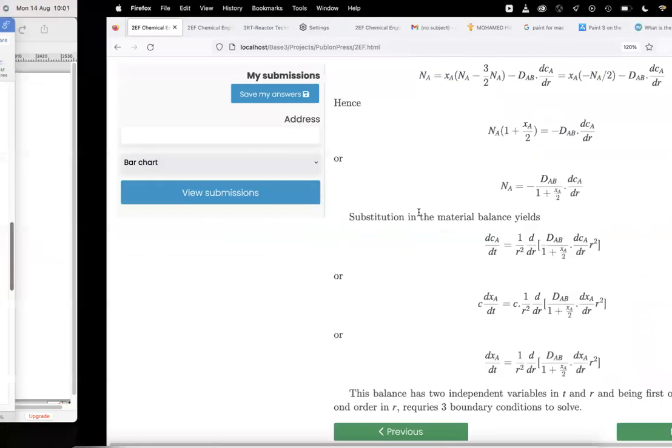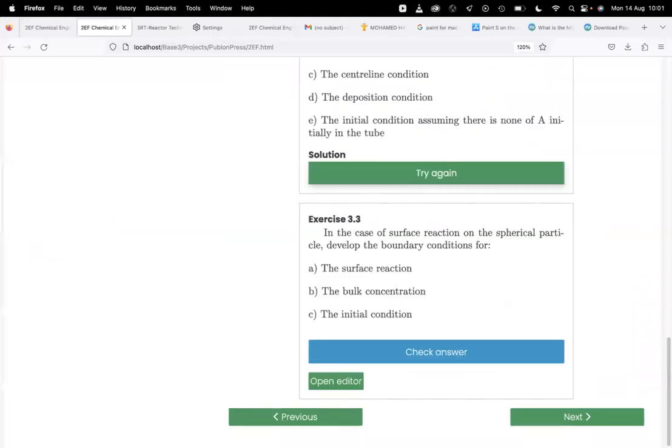Okay, then let's look at the next one. So the next boundary condition just says the bulk concentration. It basically means that in that whole fluid there is some bulk concentration that we know. Near this little particle, the concentration is varying, but in the bulk, far away from the particle, there does exist some concentration.